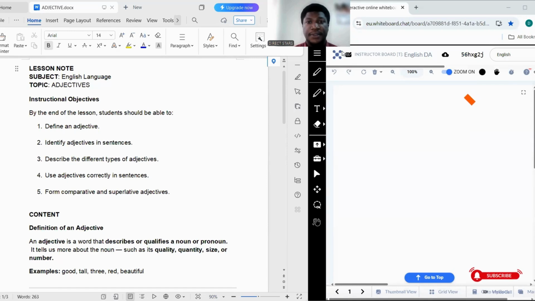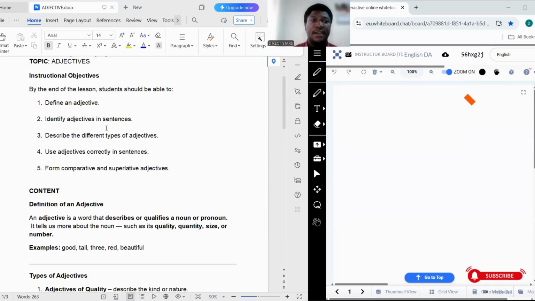Today we're going to be talking about adjectives. Now, these are the objectives of today's lesson. The first is to define what an adjective is. The second is to identify adjectives in sentences. The third is to describe the types of adjectives we have. The fourth is to use adjectives correctly in sentences. And the fifth is to compare between comparative and superlative adjectives. So let's go into today's lesson.